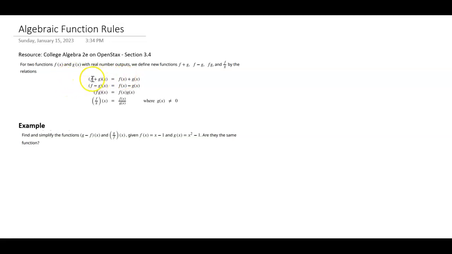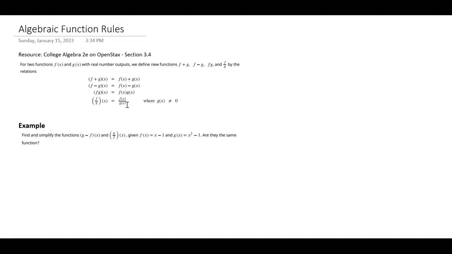Notice the notation here, like f plus g is inside the parentheses, that means to add the outputs of f and g. Same for the subtraction, same for the multiplication, and same for the division. And g of x cannot be equal to 0 because we can't have 0 in the denominator. So let's look at two of these notations and make sure that we know how to find these.